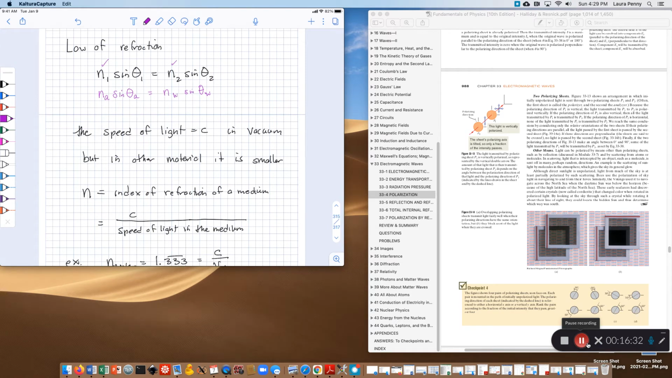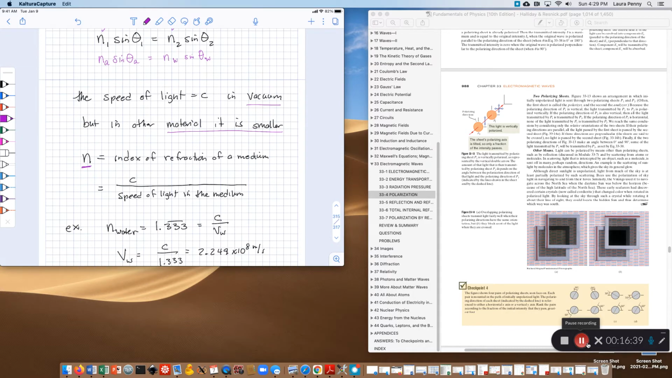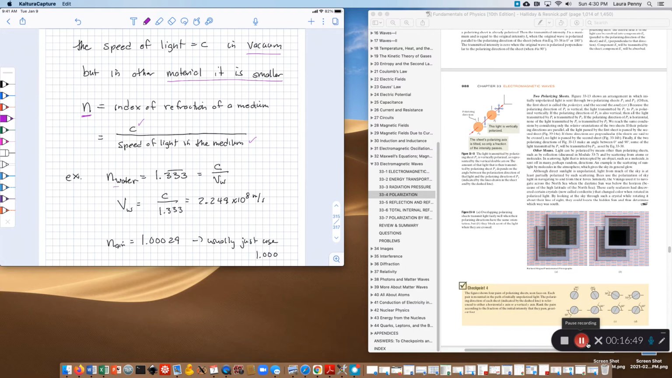The speed of light is c in a vacuum, but in other material it's actually smaller. And so the index of refraction is the speed of light in a vacuum divided by the speed of light in the material that you're talking about. So for water, the index of refraction for clear distilled water is about 1.333. Again, that's the speed of light divided by the speed of light in water. The speed of light in water would then be this. I can basically determine it. It's slower. It's still really, really fast, but it is slower.